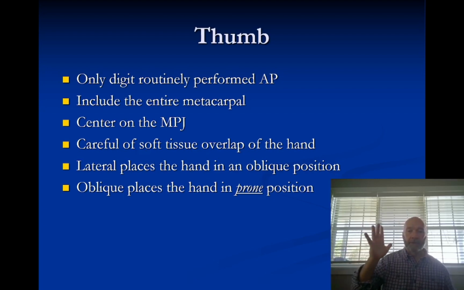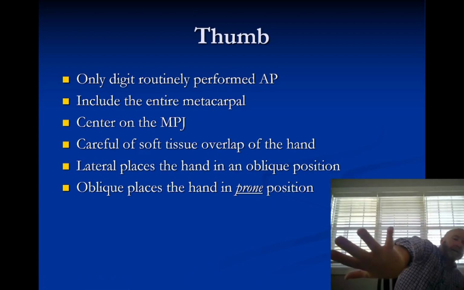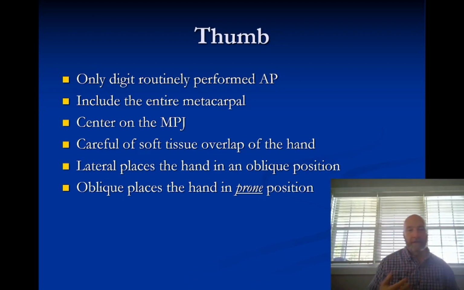Our thumbs are opposable, so they go in and out like that, and they carry the metacarpal with it. So we want to make sure that we include the entire metacarpal. In order to include the entire metacarpal, we're going to shoot AP. How you get it into AP is up to you. If you rotate that way, that's fine. If you rotate that way, that's fine. However you get it into unrotated AP projection, it works for me. I don't really care.